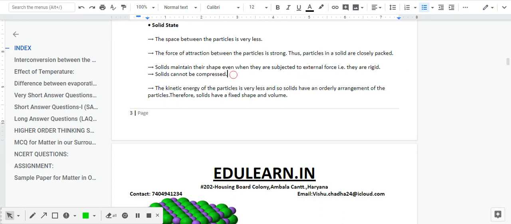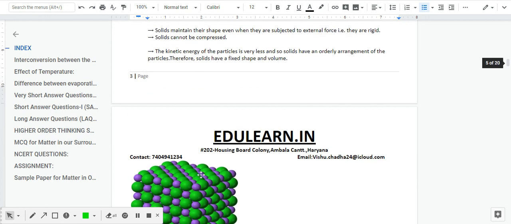So solid cannot be compressed. Some solids can be compressed, like a sponge, but most solids cannot be compressed. Solid can be compressed only by applying external force, as I have explained in the previous point. The kinetic energy of the particles is very less. Why is kinetic energy less in solids? Kinetic energy is less in solids. That's why they are closely packed.